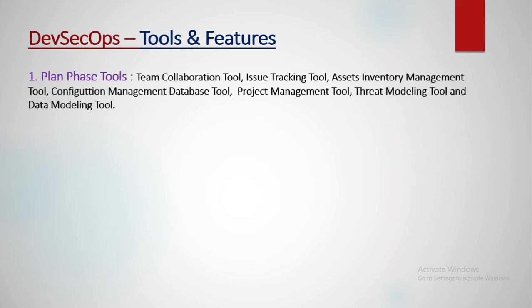Here I list a few DevSecOps tools according to every stage of the software development life cycle. In the planning phase, we can use team collaboration tools, issue tracking tools, asset inventory management tools, data modeling tools, and so on. Also, by using these tools, we can get a few benefits such as identifying issues earlier and mitigating them, increasing team efficiency and minimizing cost. These are a few benefits that planning phase tools provide.